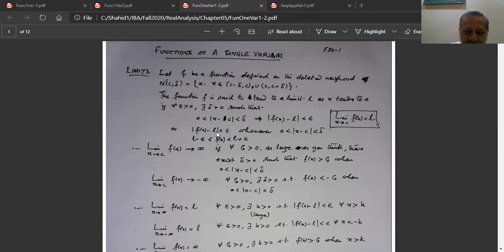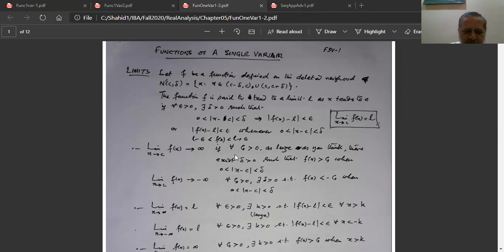And this part, |f(x) minus L| less than epsilon, in fact means all image values are lying between L minus epsilon and L plus epsilon. When we have the situation that as x approaches c, the image values go to infinity, at the elementary level sometimes we also say that if limit is infinity or minus infinity, the limit does not exist, but we are considering these as limits here.